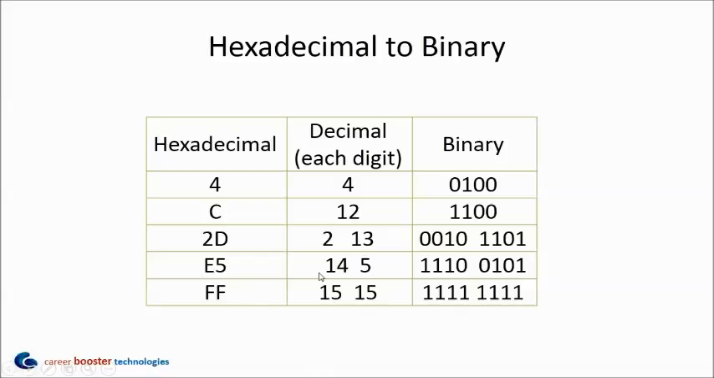Similarly, if I take an E5, it is 14 and 5. FF, it is 15 and 15. Each digit is separately converted into binary. This is the easier way.